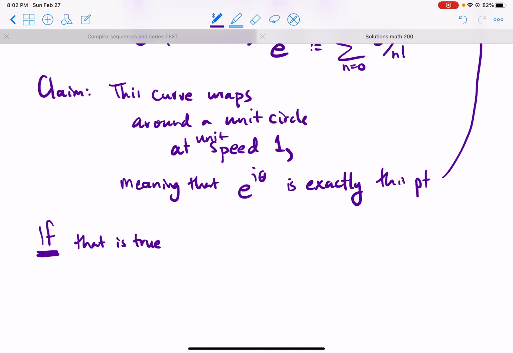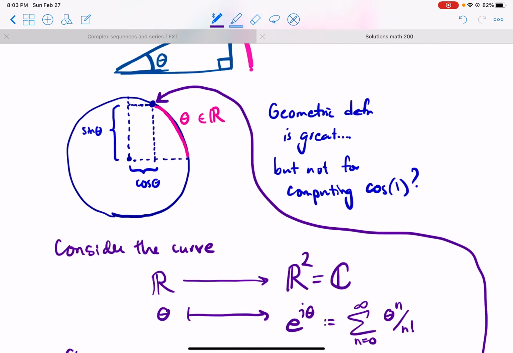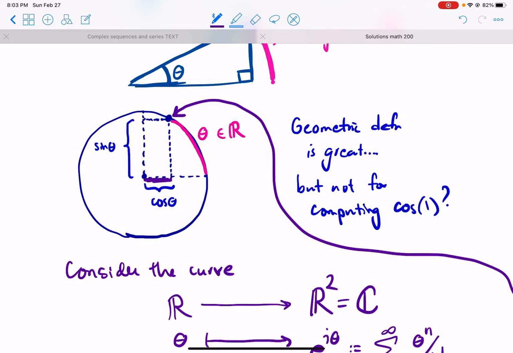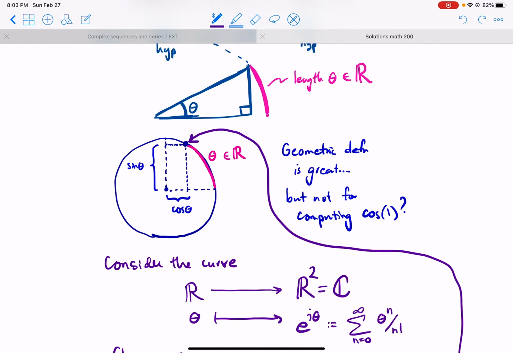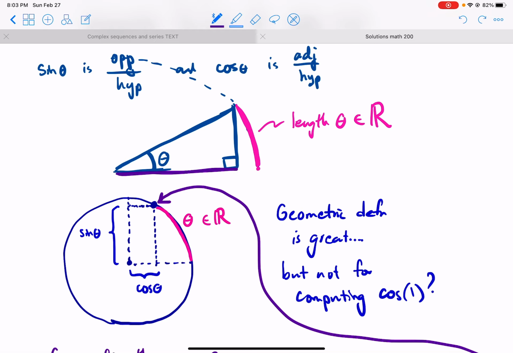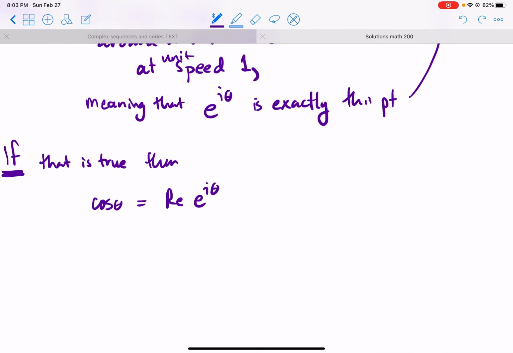If that is true, then the cosine of theta is just the real part of this complex number, because the real part is just this horizontal coordinate, that is the cosine. Okay, right there, that's the cosine, that length. Right, and sine theta is the imaginary part of this number. And this gives really nice formulas.